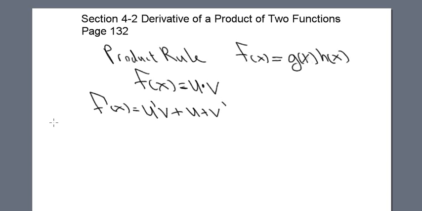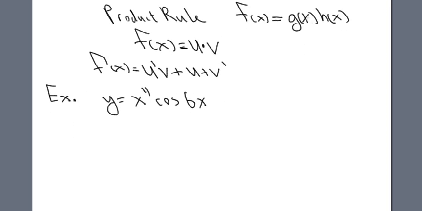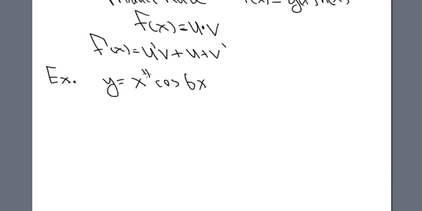So the first example in the book says if we have a function y equals x to the fourth cosine 6x, and it says find dy/dx, the derivative. So let me scroll down here. First of all, I have to be able to identify my two components. So this one's not too hard. My first component is x to the fourth. My second component is cosine 6x.